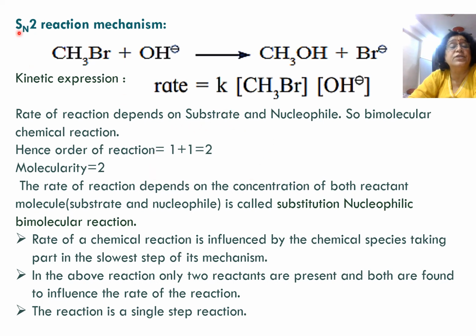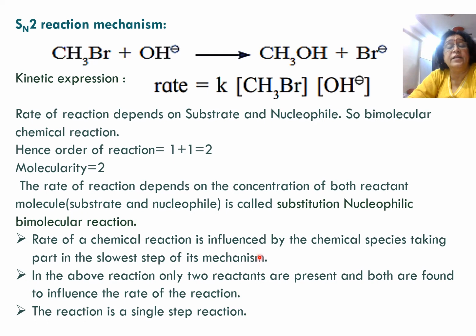Therefore we call the reaction as SN2 reaction. Okay, S stands for substitution, N stands for nucleophilic, and 2 stands for bimolecular. So it is basically the bimolecular substitution reaction. So here the rate of the reaction depends on concentration of both reacting molecules, that is substrate and the nucleophile. Therefore it is called what? Substitution nucleophilic bimolecular reaction. Correct?